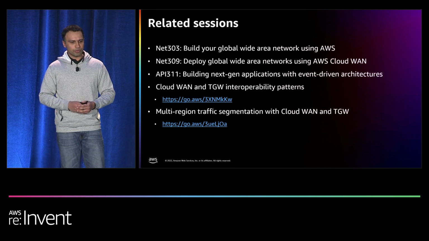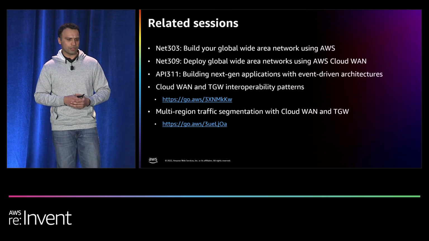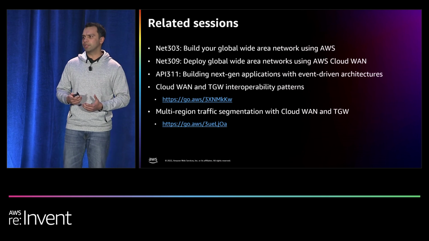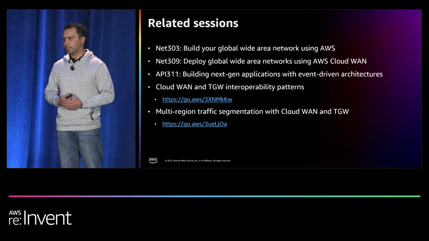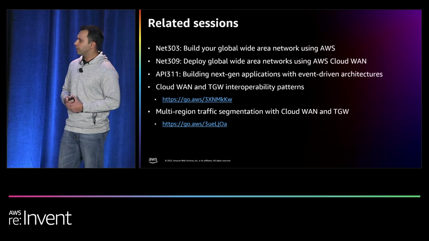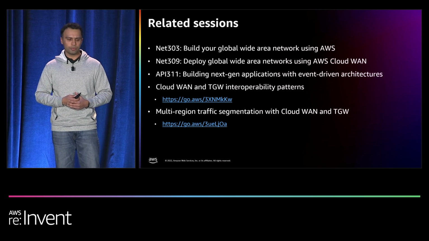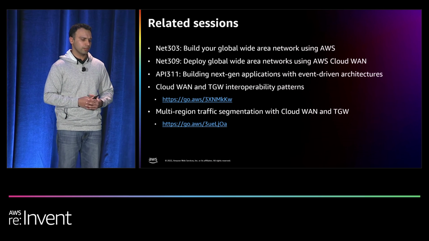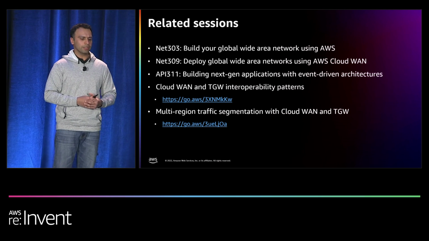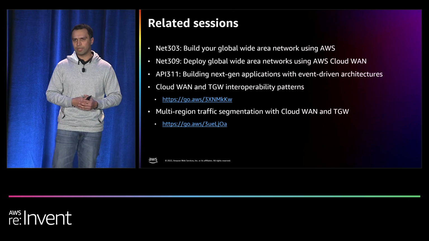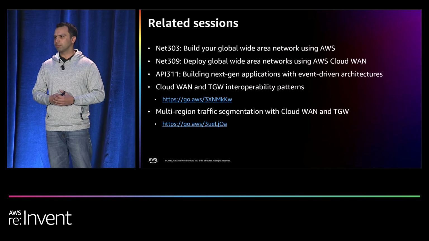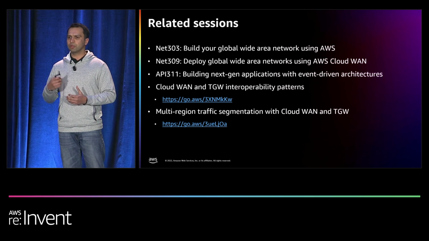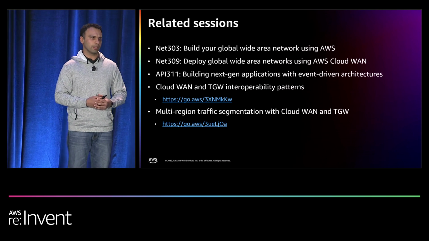Now, here are some of the related sessions. The first 3 sessions talk about AWS Cloud WAN use cases and also how to build next generation applications with an event-driven architecture. And then in addition to that, we also have a couple of blog posts in here. The first one talks about Cloud WAN and transit gateway interop patterns. And the second one talks about multi-region traffic segmentation with Cloud WAN and transit gateway. These blogs are a good resource for you to consider if you already have a brownfield deployment where you already have transit gateways and you're considering Cloud WAN as well.